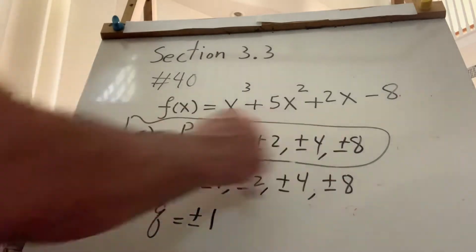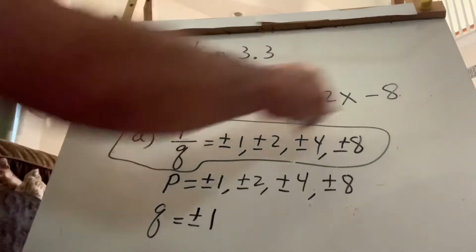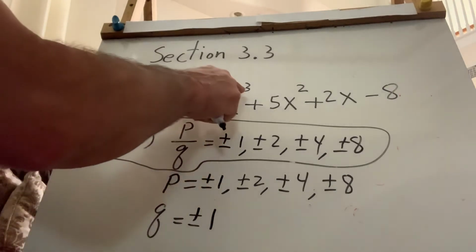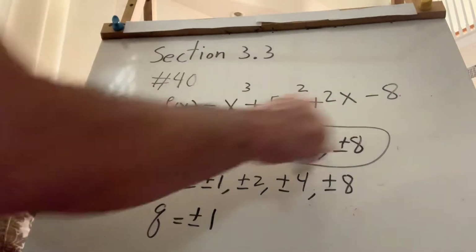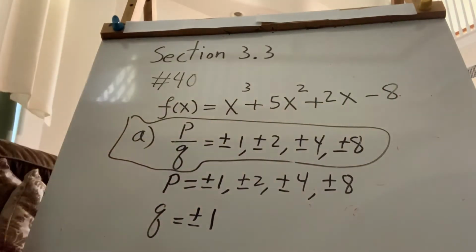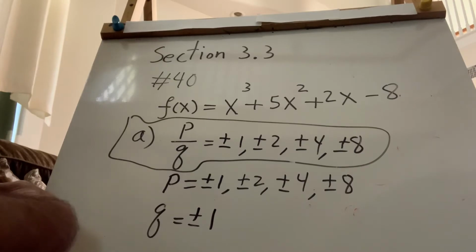So 3 of these numbers, because all the zeros are rational, which of course doesn't have to be the case for every polynomial function, but in this case all the zeros are rational zeros, which means 3 of these 8 numbers must be your zeros. The only question is, how do we know which 3 are the zeros? And that's where part B comes in to show us how to actually find the zeros.